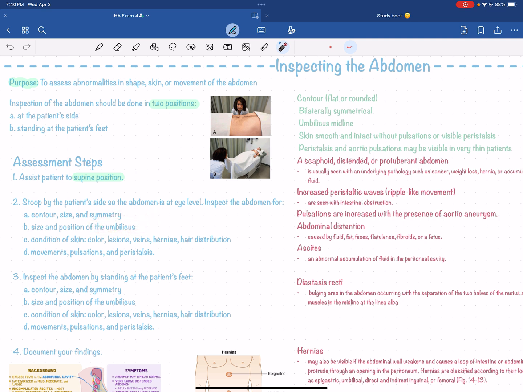Now we have condition of the skin as our third thing to assess for. We want to know the color, lesions, veins, hernias, and hair distribution. Hair distribution, as we know, should be distributed equally. Skin should be smooth and intact without any pulsations or visible peristalsis. Aortic pulsations may be visible if the patient is very thin.